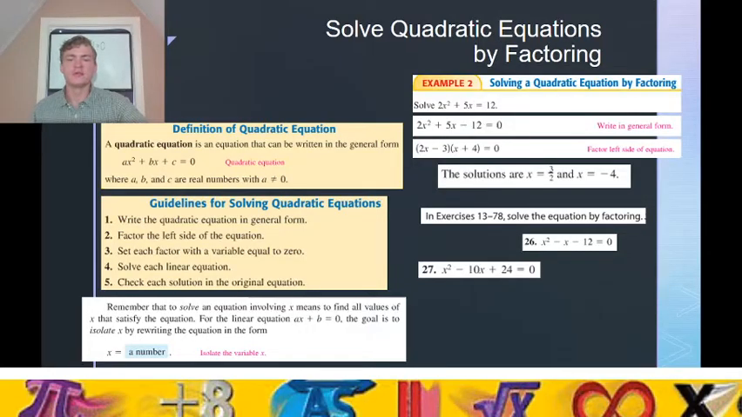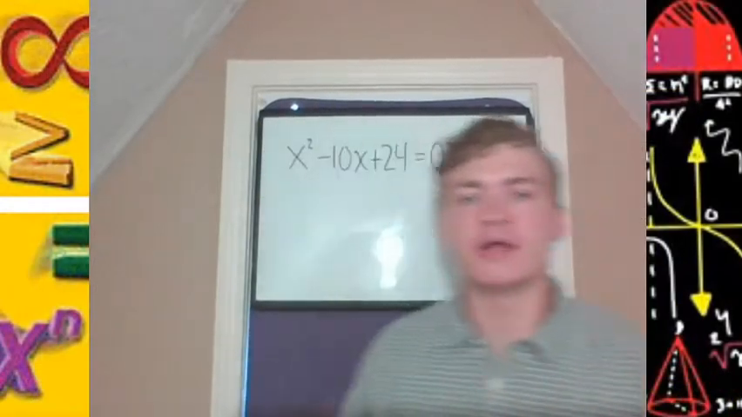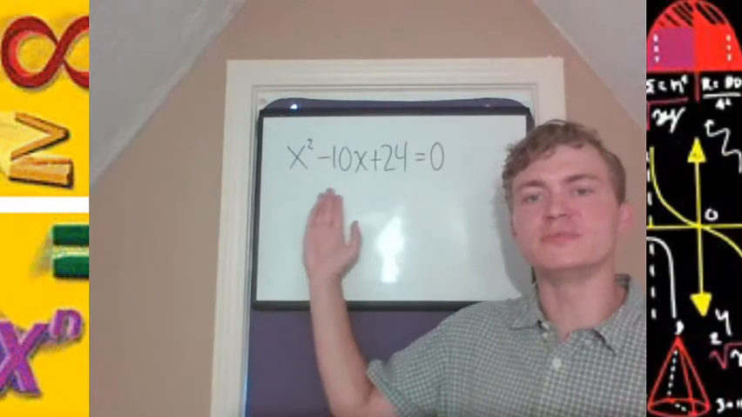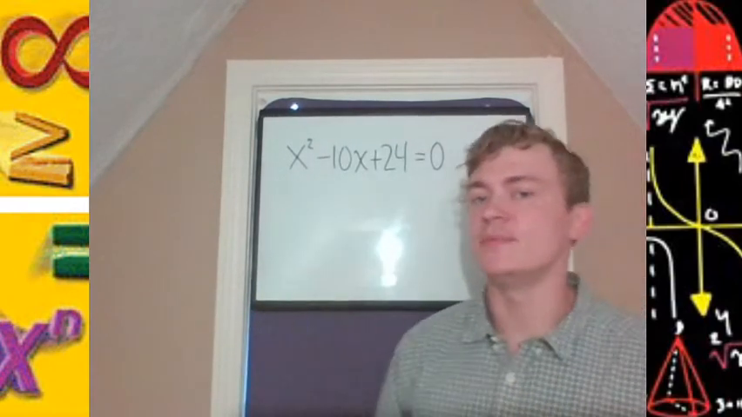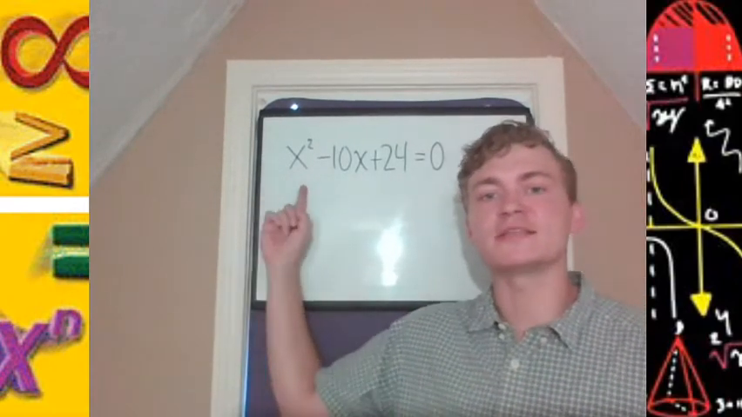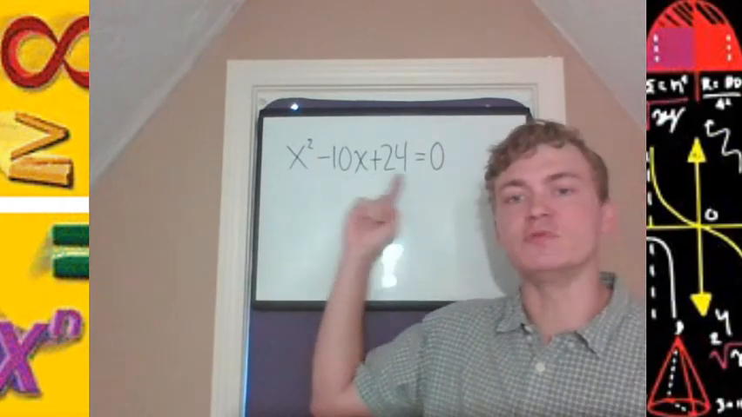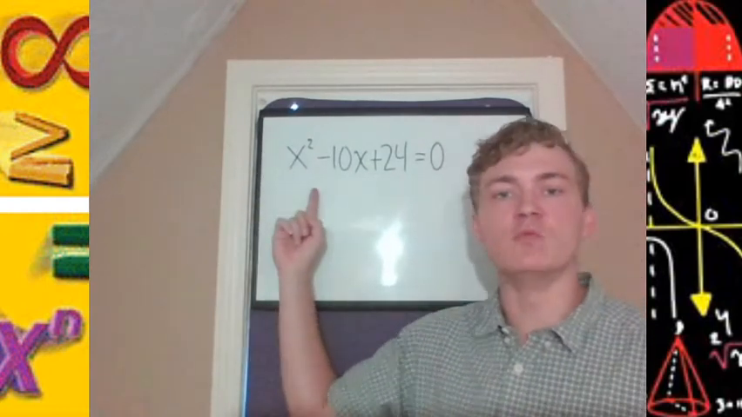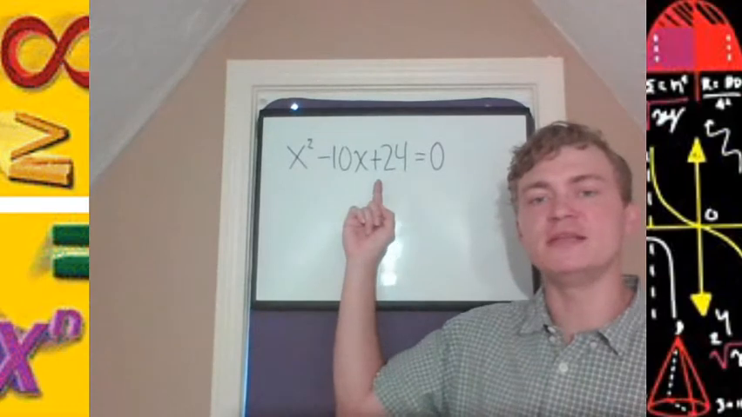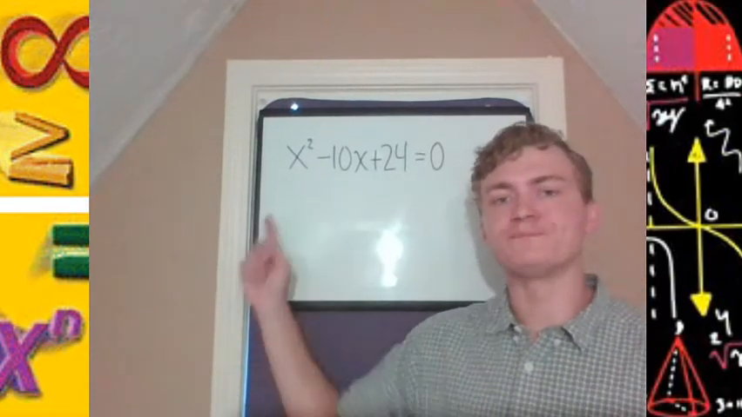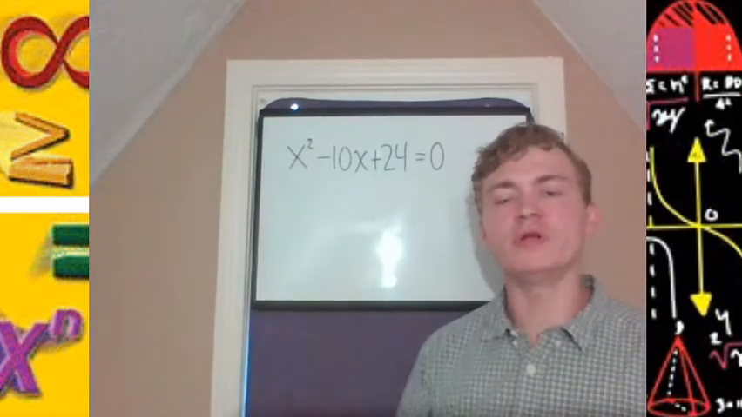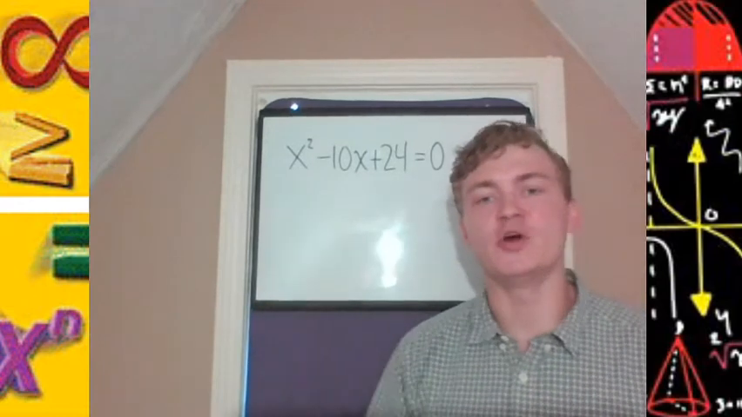For number 27, we have x squared minus 10x plus 24, and this equals 0. And we're being told to solve the equation. So again, here we see that we have our trinomial, our three terms here set equal to 0. This is defined to be a quadratic equation. Ax squared plus bx plus c equals 0, where a is understood to be 1, b is negative 10, c is positive 24. Now, because the a is equal to 1, it's a very nice, easy trinomial to factor.